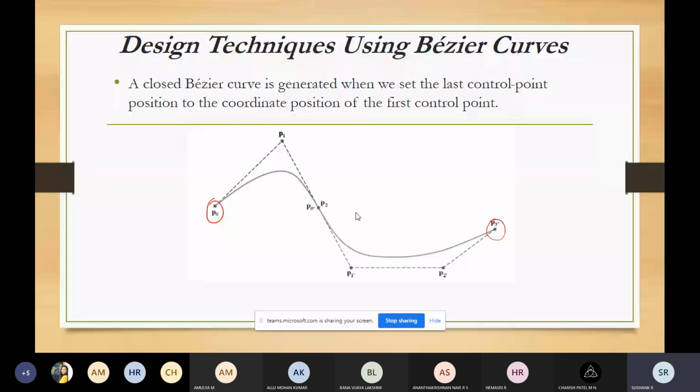And also, if you want to generate complicated curves, they are formed by using multiple Bezier sections of lower degree. Generating smaller curves will give us better control over the shape of the curve. And also it is easy to match curve sections.